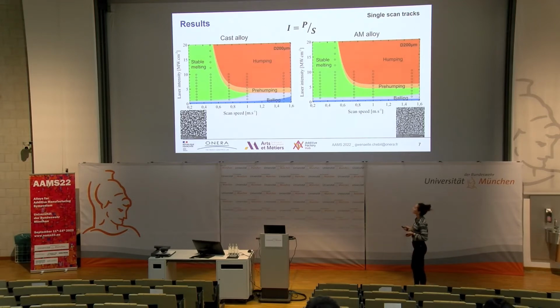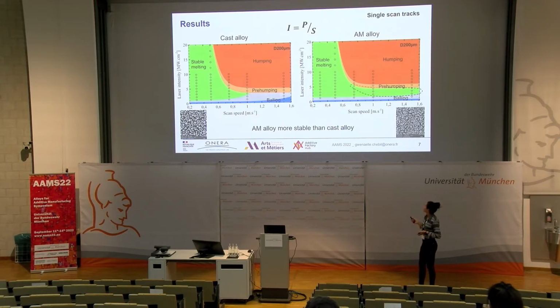I should specify that they both have the same size range in the feedstock powder. And what we can see is that we clearly have a larger stable zone with the AM alloy than for the cast alloy. So that means we can work at higher scan speed than with the cast alloy.